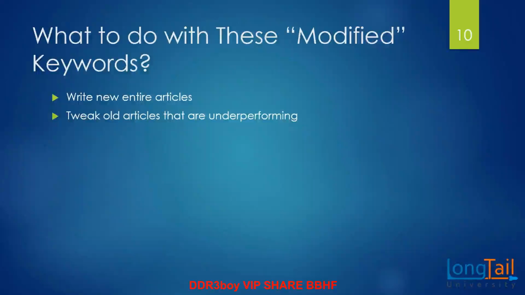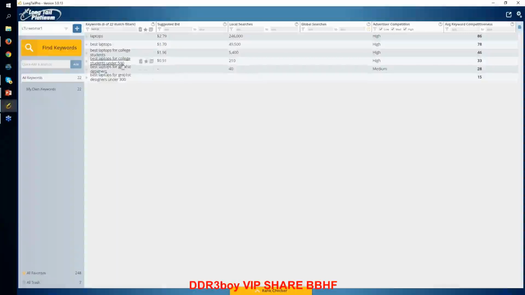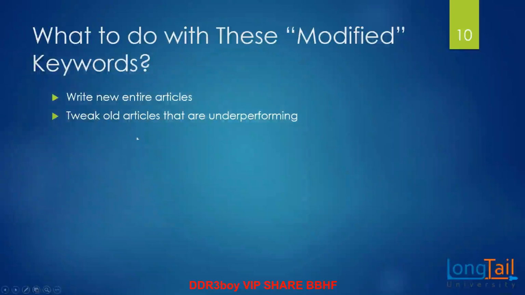On the other hand, if you have a website that has maybe hundreds of articles and they're underperforming, you're not getting very much search traffic, there's no reason you can't go back to your old articles. Maybe you were targeting best laptops and you're just not getting any traffic whatsoever. Maybe you can modify that article to be best laptops under $500, or one of these phrases that we found. What was that? Best laptops for college students under $500. Perhaps you can tweak that article so that it targets that new keyword that you found.